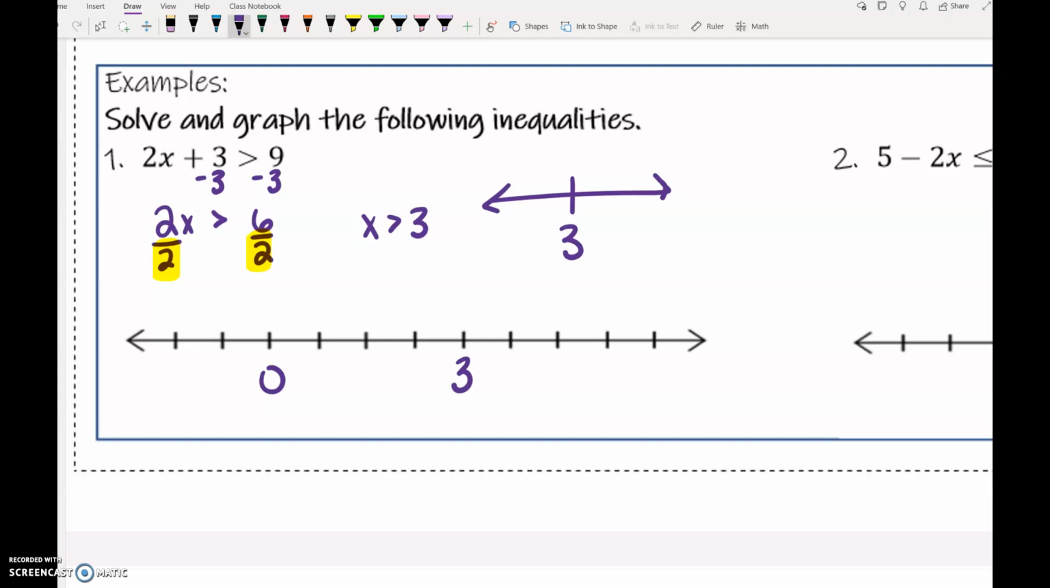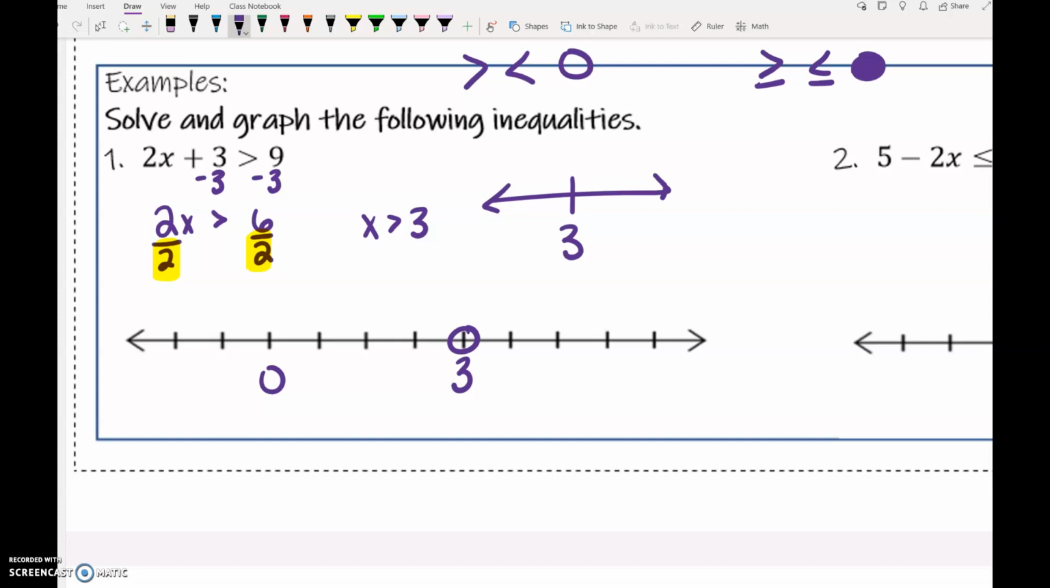Do we need to put an open circle or a closed circle at 3? Open circle, because it's just greater than. Just greater than or less than, you use an open circle. Greater than or equal to, less than or equal to, you use a closed circle. It depends on whether it has the equal line on there or not.